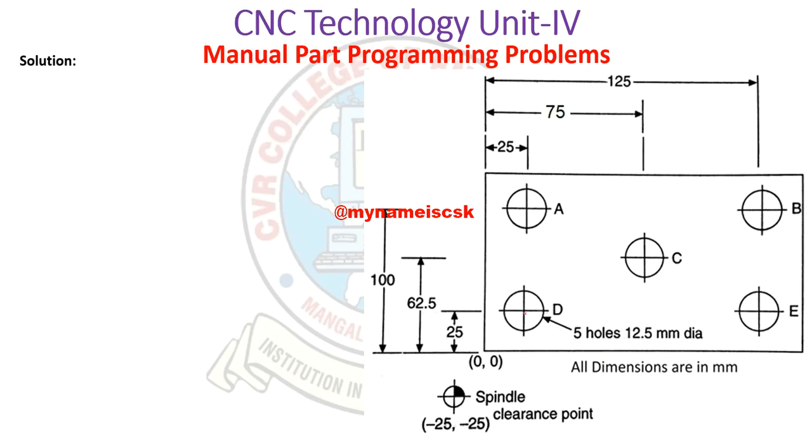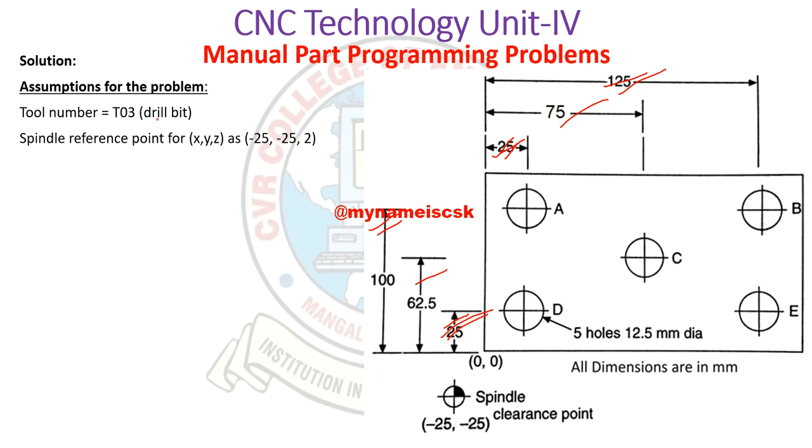If you are writing the coordinates, this coordinate we are taking as 25 and 25: X is 25, Y is 25 for this one. For the A hole, X is 25 and Y is 100. For the B hole, X is 125 and Y is 100. For the C hole, X is 75 and Y is 62.5. Coming to the D hole, X is 25 and Y is 25. Coming to the E hole, the X-axis is 125 and the Y-axis is 25. Okay, so initially you have to make the coordinates ready.